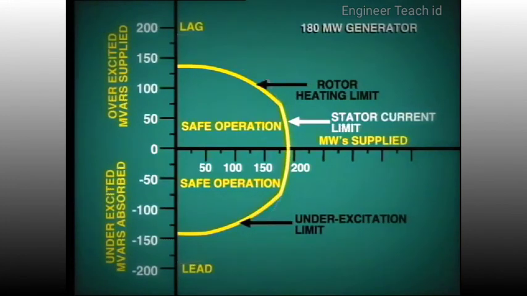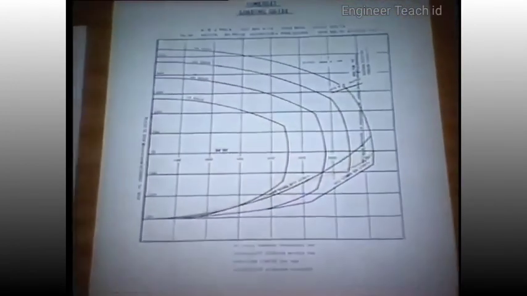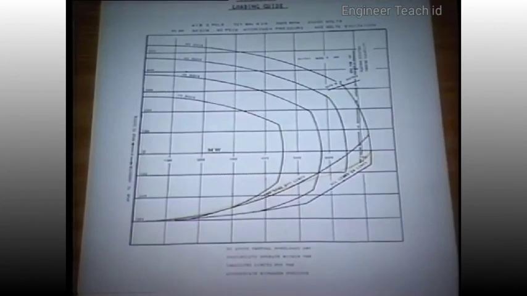This combination of limits provides the generator capability curve that you should be familiar with. For each specific generator, this curve is normally displayed in the control room. Make sure that you always operate the generator within these limits, whether you are supplying megawatts and absorbing or supplying megavars.